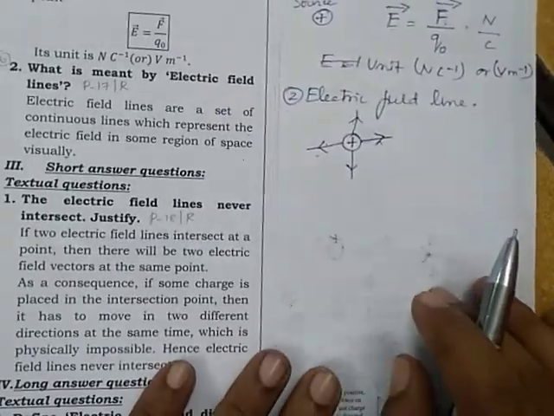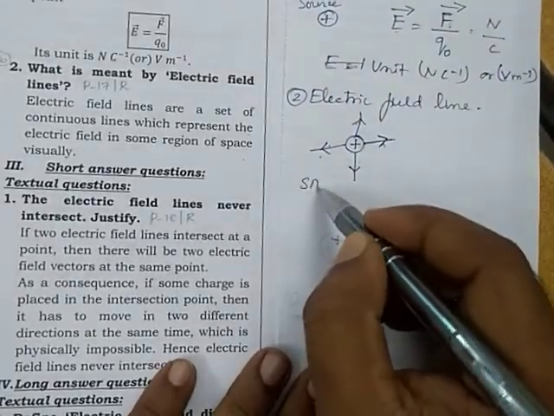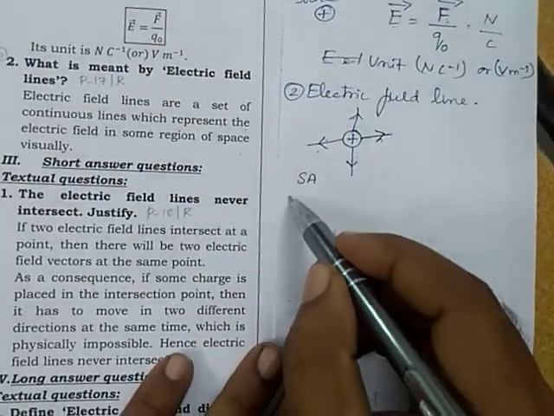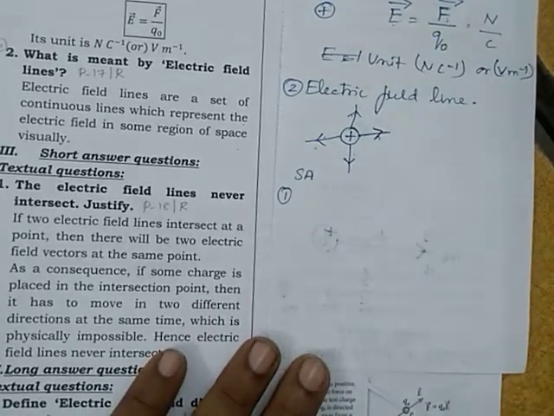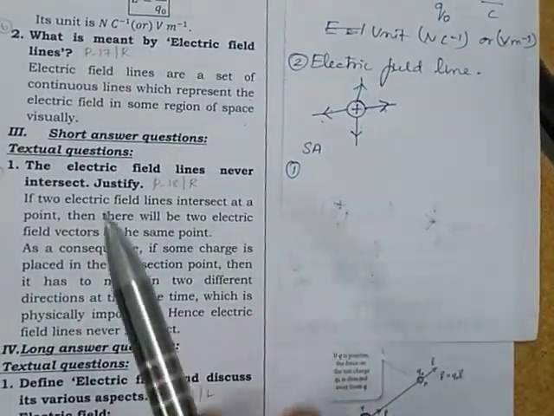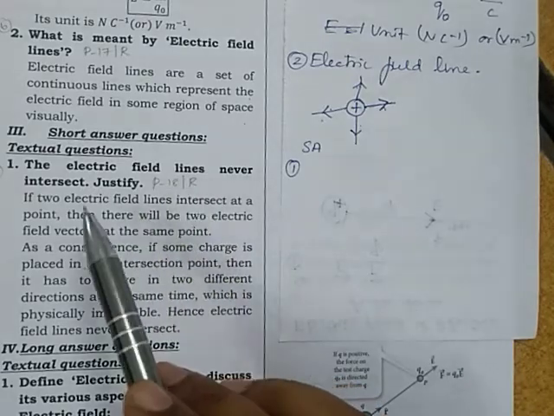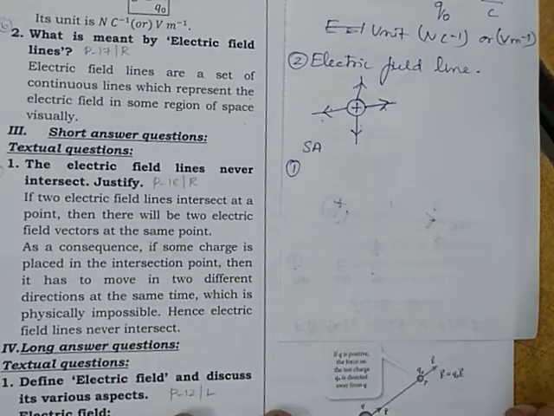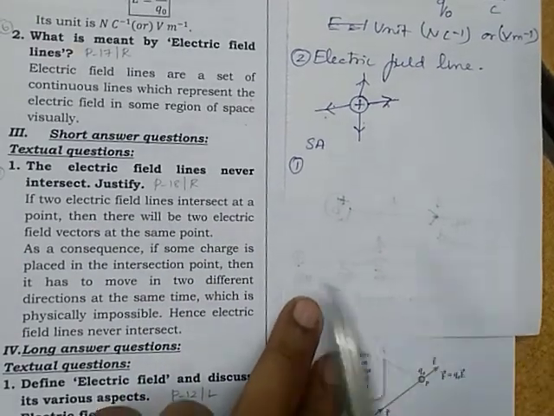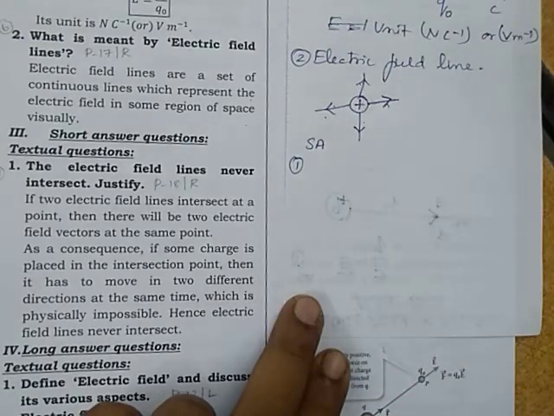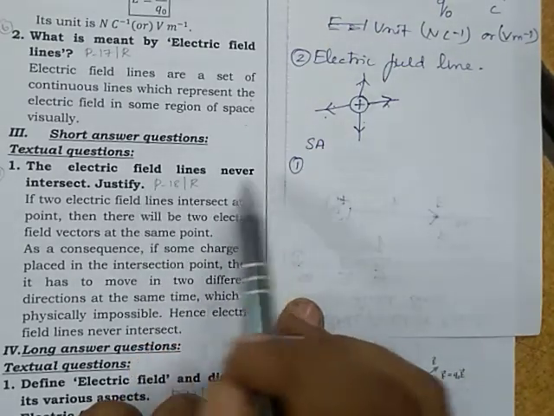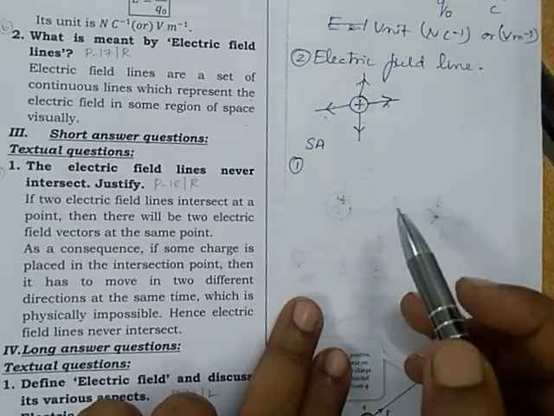Then short answer question, that is 3 mark. First question, it is an interesting one. See, the electric field lines never intersect. Justify your answer. Why electric field lines never intersect? That also a question. Electric field lines never intersect. Justify your answer.